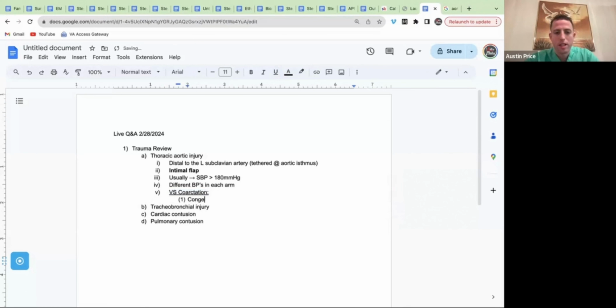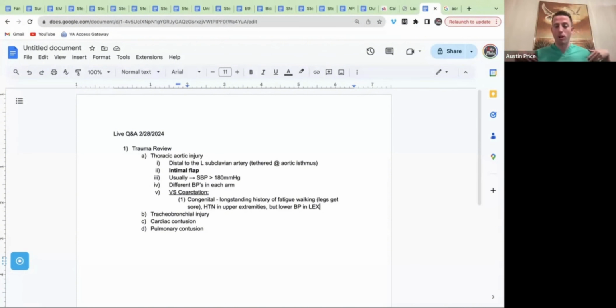So coarct is going to be congenital, right? So this is usually somebody who's got a long-standing history of fatigue with walking, meaning that their legs get sore from poor blood flow. They can have hypertension in upper extremities, but lower blood pressure in lower extremities. So instead of a difference from one arm to the other, usually the arms would both be like, let's say 130, and then the legs would be like 90 or 80. They'd be substantially less because the coarct is usually going to be past the subclavian.